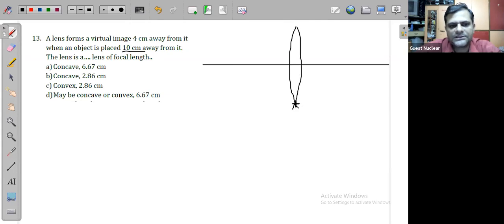अभी ये हमको पता नहीं एक्चुअली वो कि कॉन्वेक्स है या कॉन्केव है, but चलो ठीक है, by default we can consider it as a convex, and it is given that the lens forms a virtual image of 4 centimeter away from it. Okay, that means the image is formed at 4 centimeter away. यहाँ पे image form हो रहा है. When an object is kept at 10 centimeter away from it, तो object जो है वो 10 centimeter away रखा हुआ है, ये object है. Okay, so this is not possible in case of convex lens.